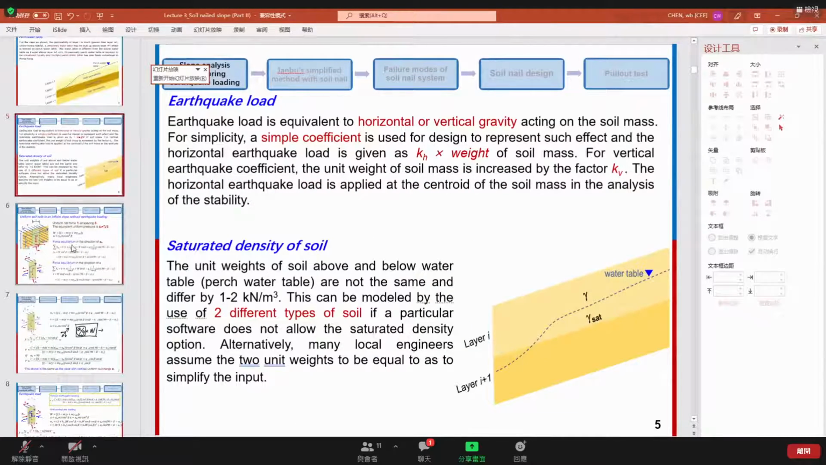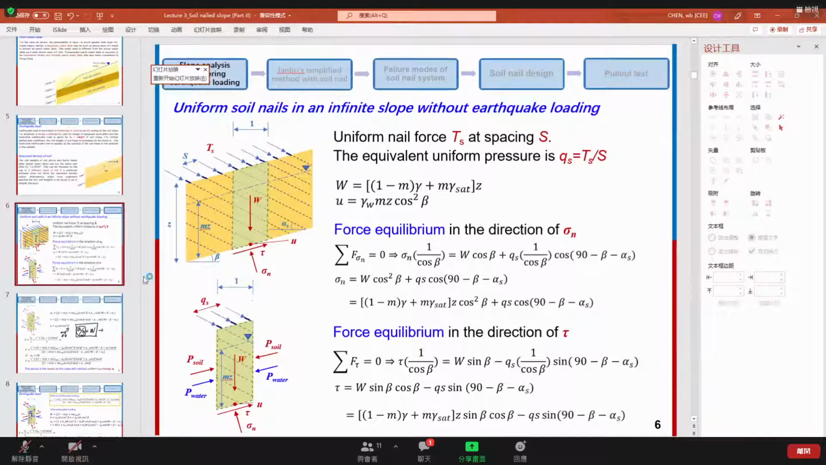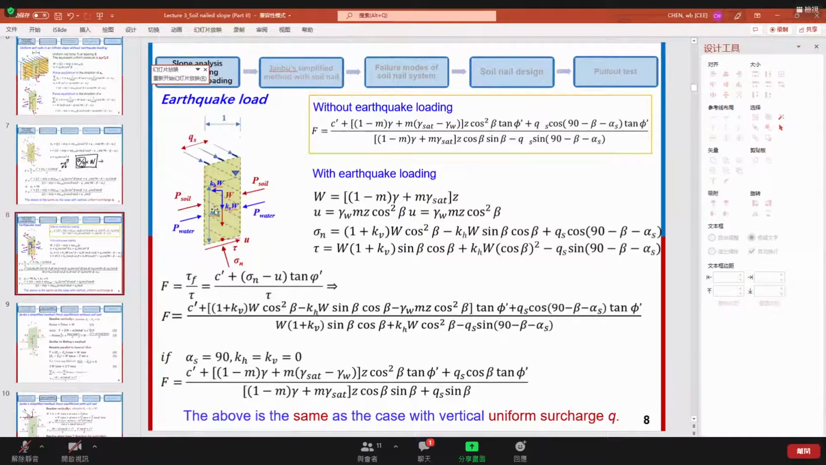Here we start with how to consider the earthquake load. We use the acceleration of the earthquake divided by G, the gravity coefficient. So we get a ratio between the acceleration and G, and then you utilize that ratio to multiply the original weight of that slice. Then we get this result as an external loading acting on the slice, you see here, this one.